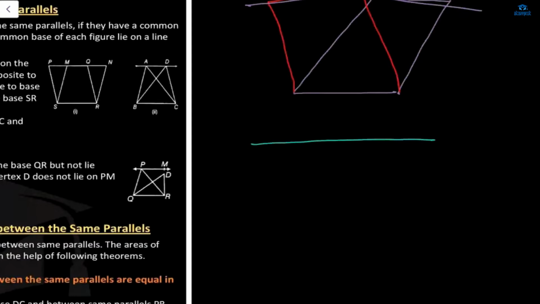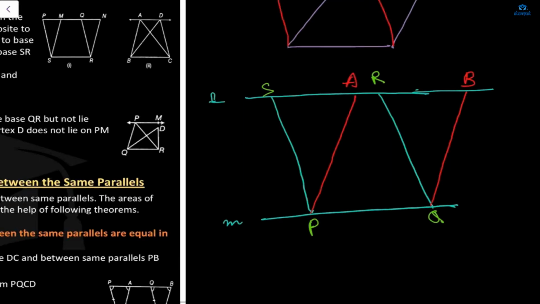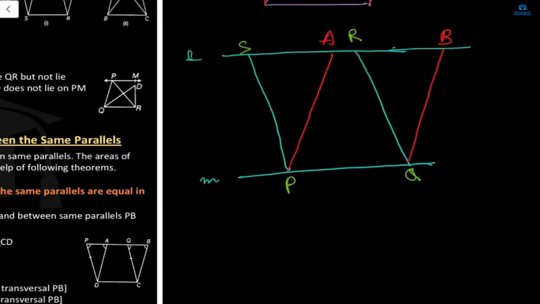These are two parallel lines, L and M. Here you have two parallelograms. One parallelogram is ABQP, and the next parallelogram is PQRS.